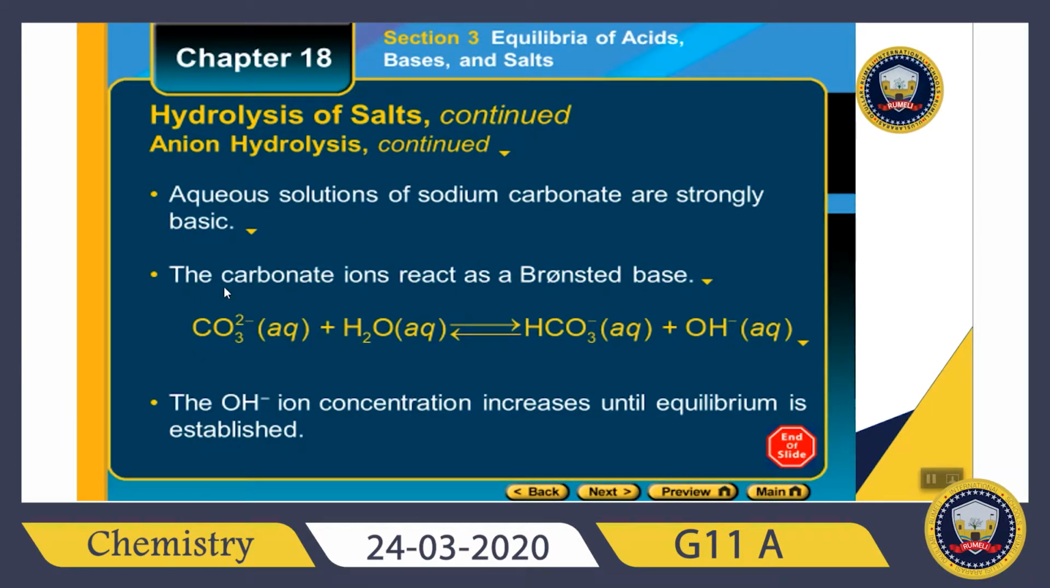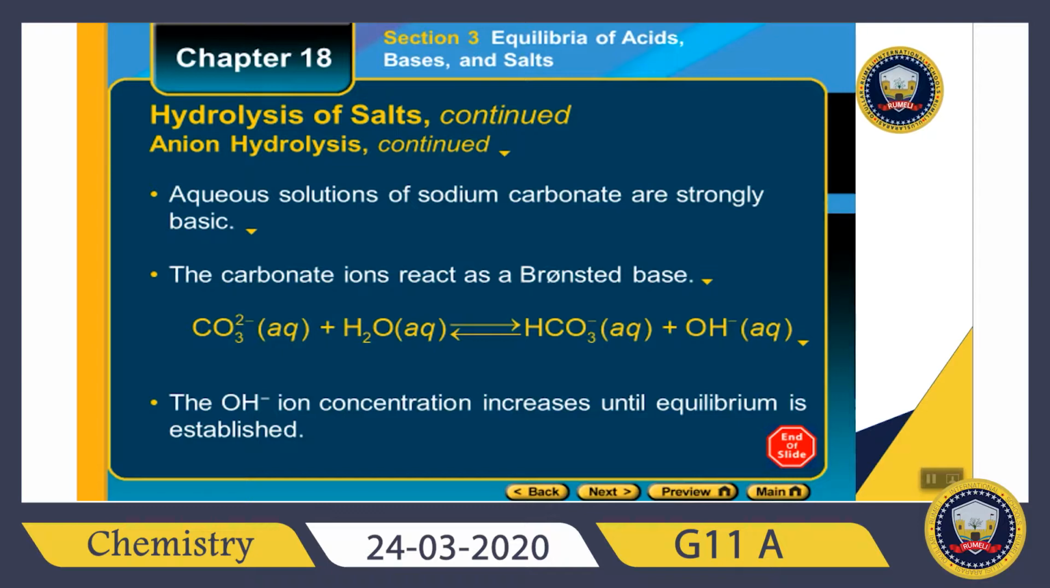ion which will hydrolyze in water to form what? To accept one proton to form HCO3 minus, and this hydrogen carbonate ion, and what? And OH group. So reaction between a weak acid like H2CO3 and a strong base like NaOH will produce what?